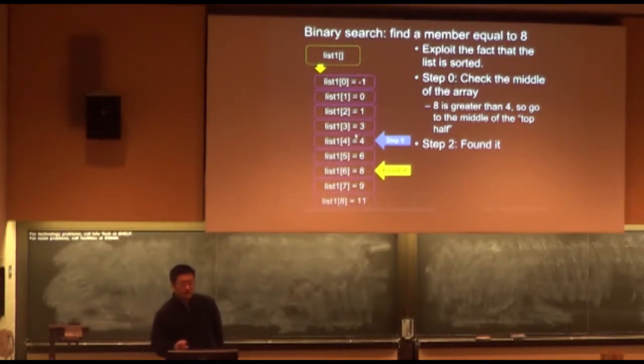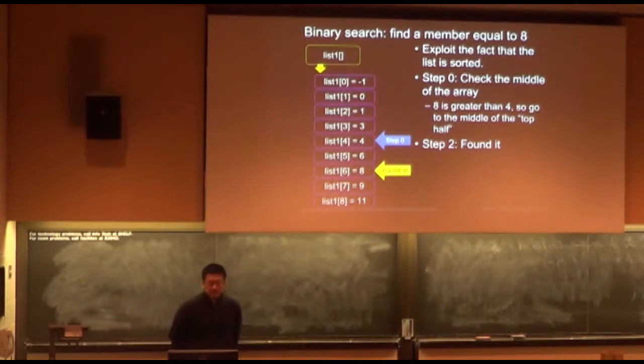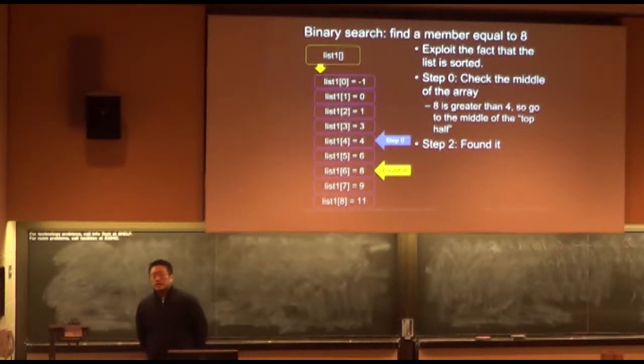Yeah? In a binary search, do you assume that each number only appears once? That's a great question. So the question was, in a binary search, do you assume that each number only appears once? And you do not assume that. So it could appear multiple times. It doesn't affect the algorithm.